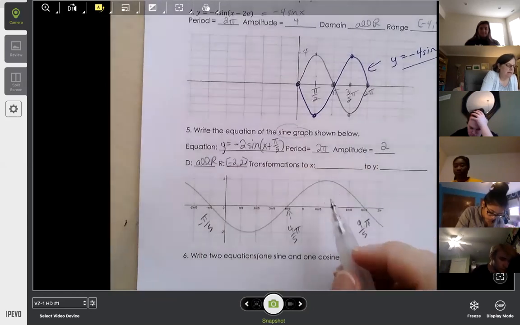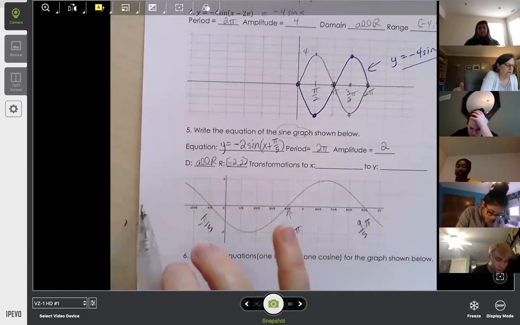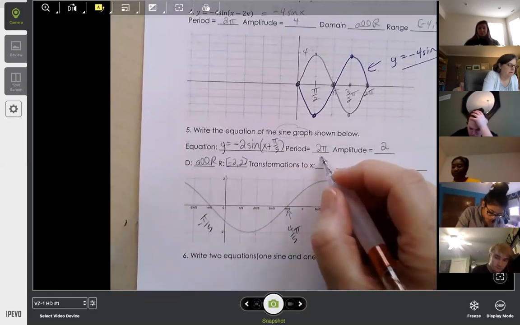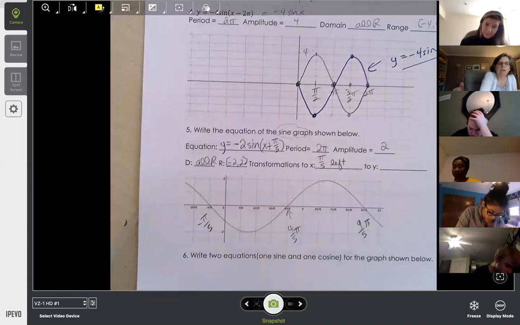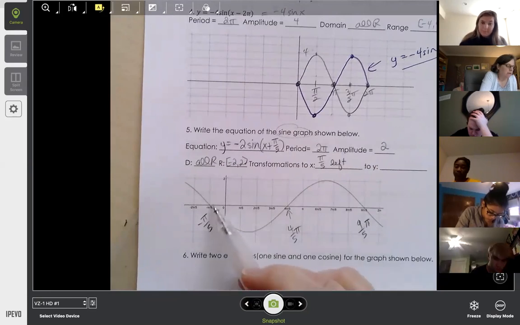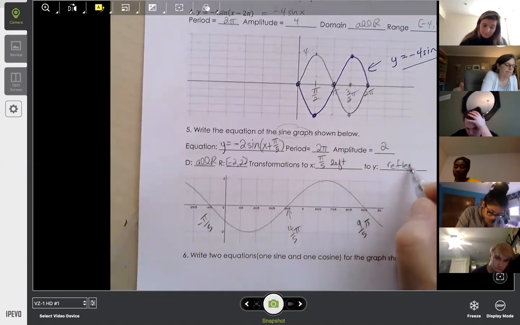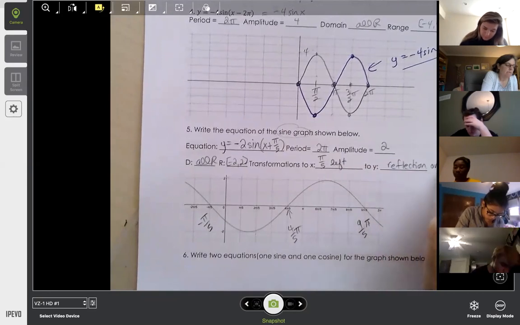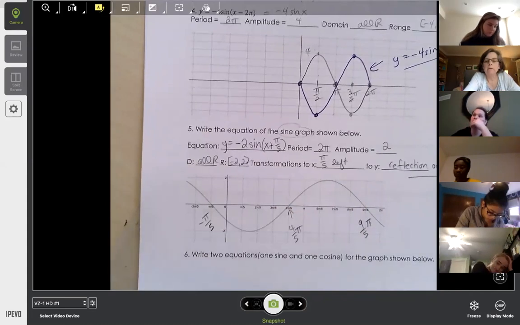Transformations to x, we were changing the x coordinate value, so it moved pi over 5 left. So that'd be what transformations affected things along the x-axis. To y, instead of going up, it went down. So that would be a reflection over the x-axis. That negative caused that reflection. Okay, questions on that?